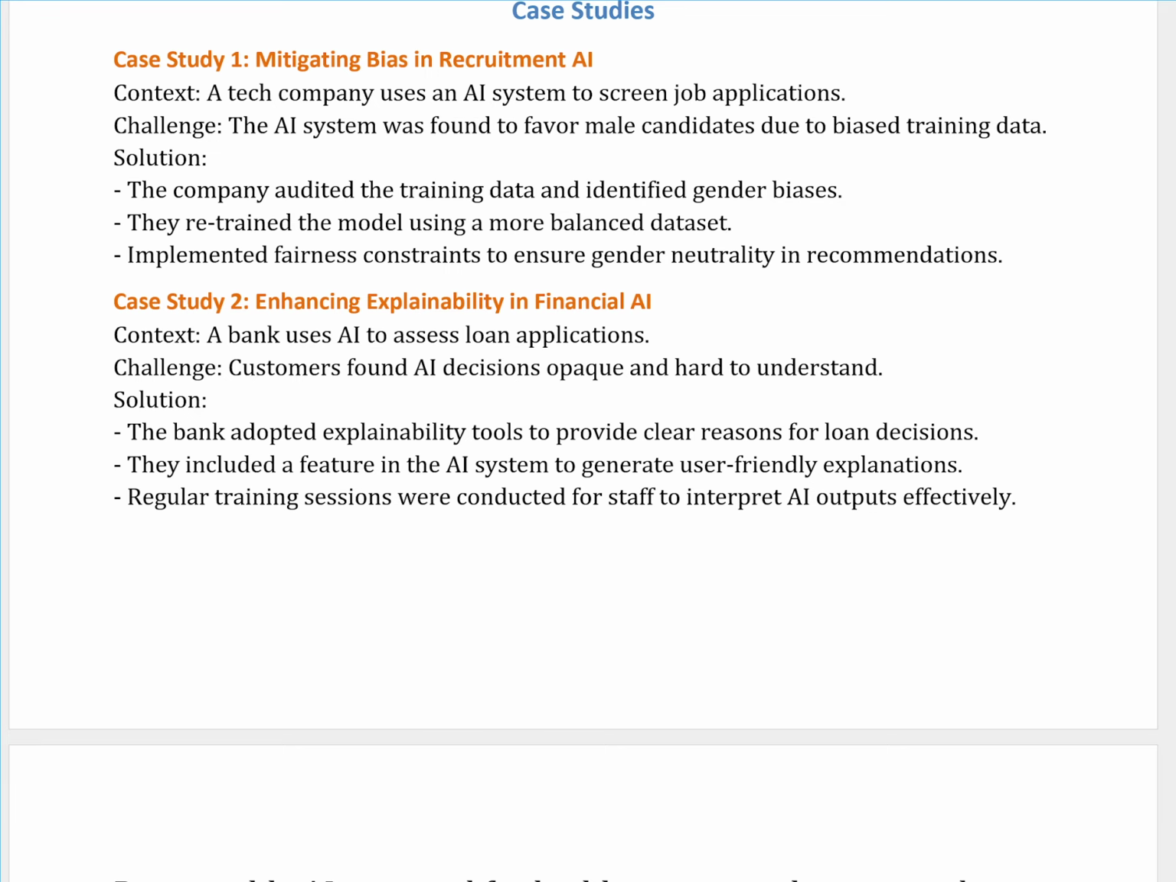Solution. The bank adopted explainability tools to provide clear reasons for loan decisions. They included a feature in the AI system to generate user-friendly explanations. Regular training sessions were conducted for staff to interpret AI outputs effectively.